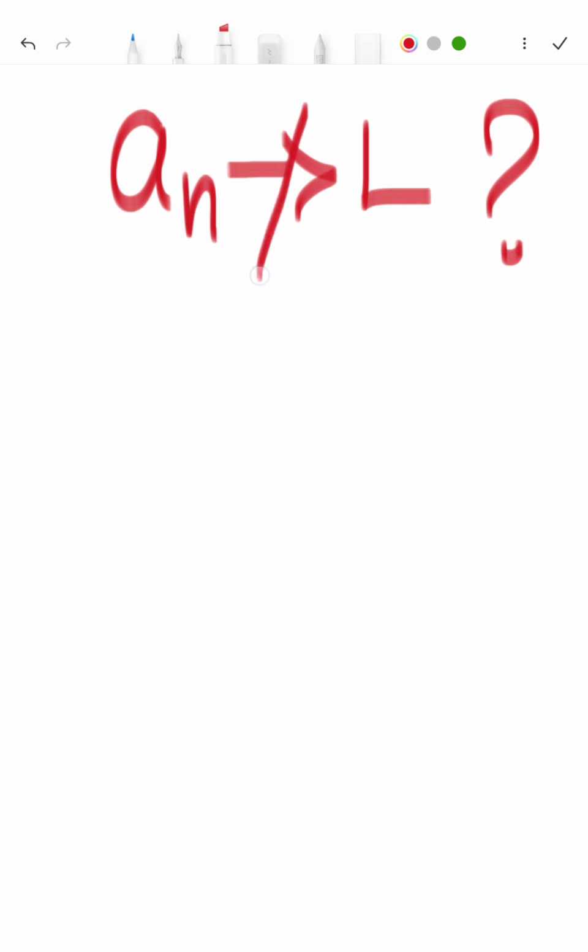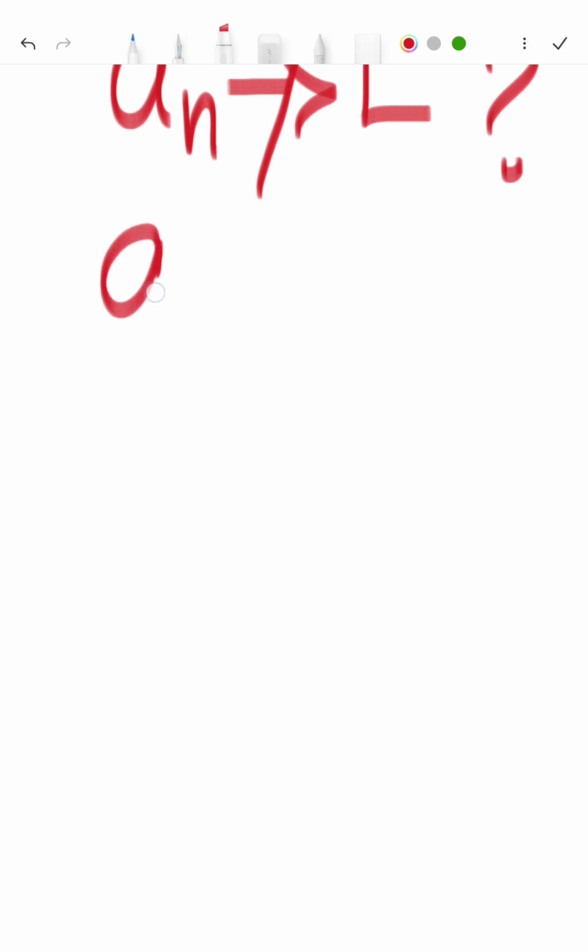Hello everyone. We all know what is meant by a sequence a_n converges to L. But what is meant by a_n does not converge to L? To know this, first we will recall what is meant by a_n converges to L.